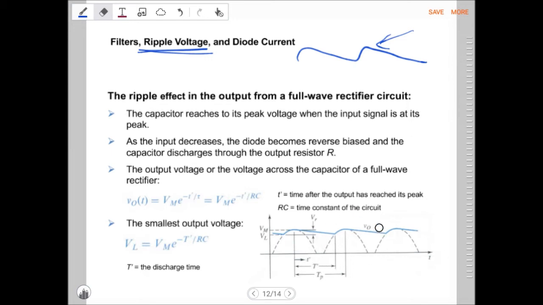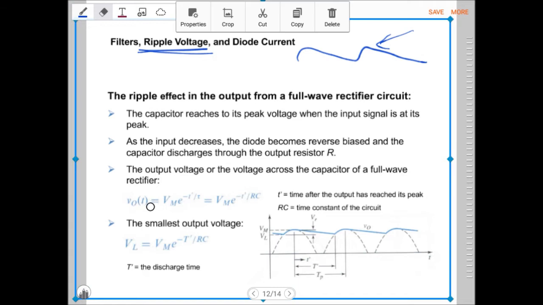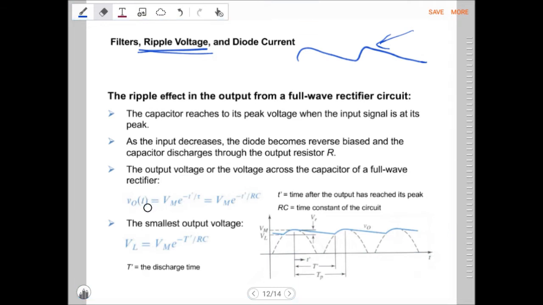So the output voltage Vout equals Vm times exponential minus t prime over tau. I hope you can see this in the video clearly. So t prime is the current time. The t prime here is any time at which you want to measure the output voltage.